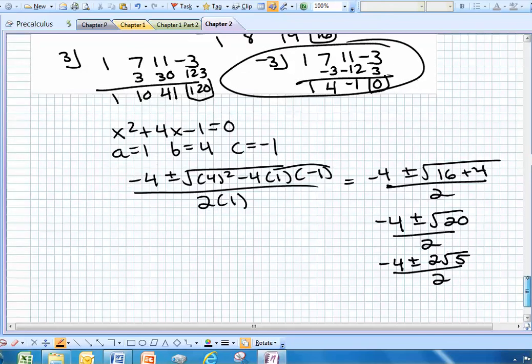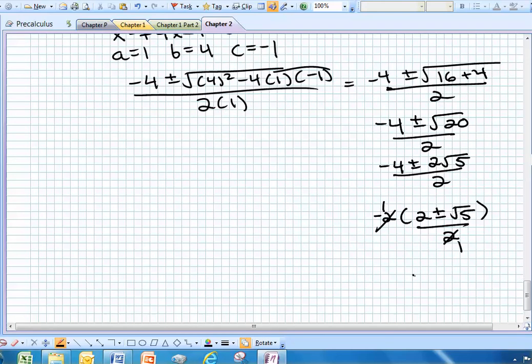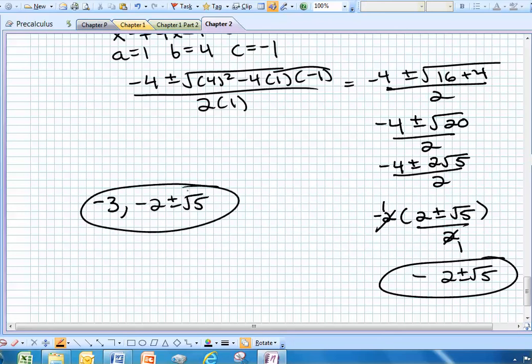And then remember, you can simplify that even further because there's a common factor of 2. You can take out a 2, so 2 times -2 plus or minus square root of 5, over 2, which means you have -2 plus or minus the square root of 5. And that is the zeros. So the zeros are -3 and then -2 plus or minus square root of 5. Those are the 3 zeros.